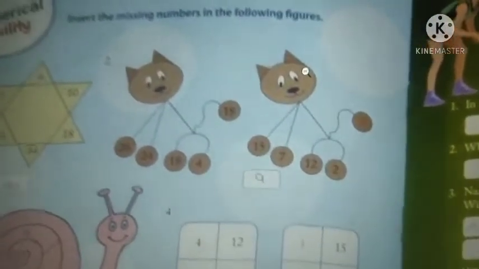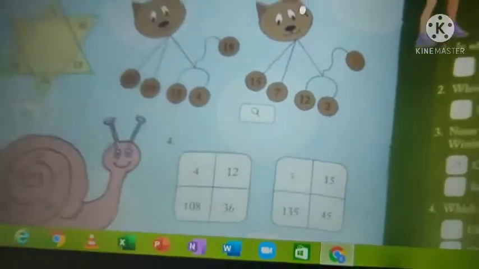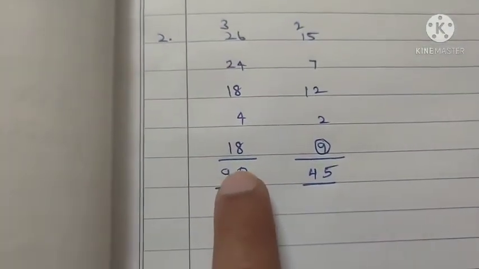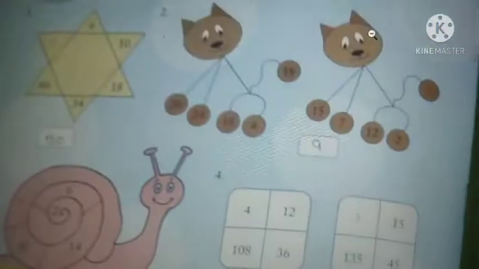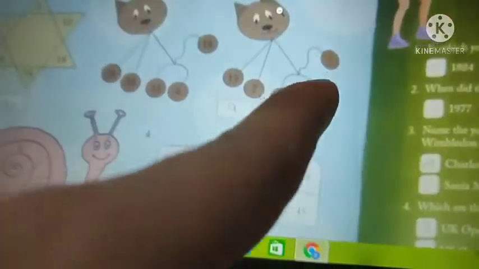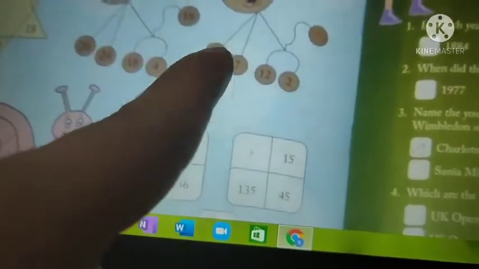Second one is also very simple. First, they have added all these numbers. We too will add. See, 26 plus 24 plus 18 plus 4 plus 18. What will be the answer if you add totally? The answer is 90. So what will be the next one? You add and see so that you will easily understand. 15 plus 7 plus 12 plus 2.